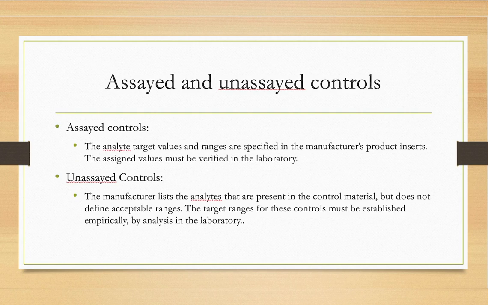Assayed and unassayed controls. Assayed controls: the analyte target values and ranges are specified in the manufacturer's product inserts. The assigned values must be verified in the laboratory. Unassayed controls: the manufacturer lists the analytes that are present in the control material, but does not define acceptable ranges. The target ranges for this control must be established empirically by analysis in the laboratory.